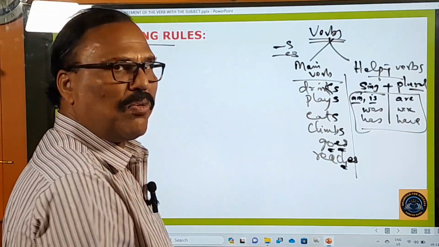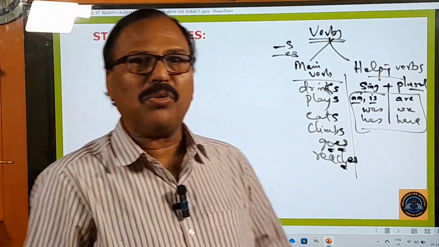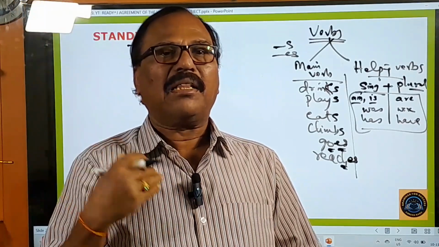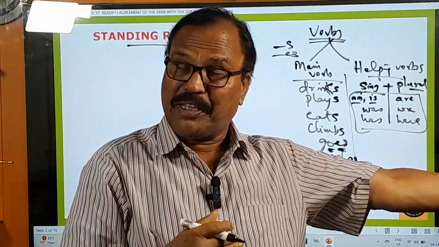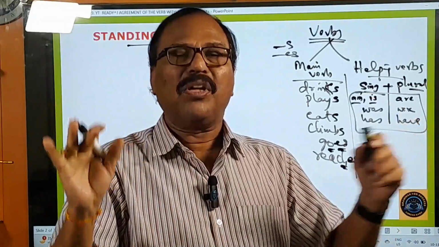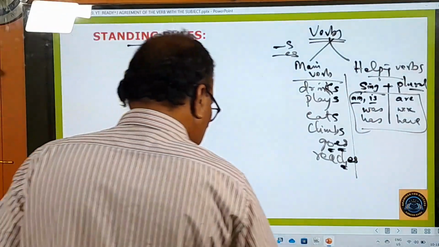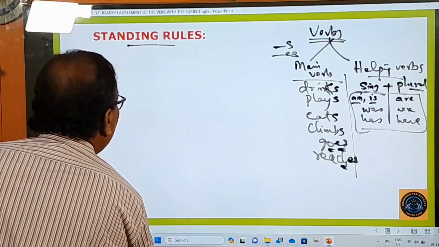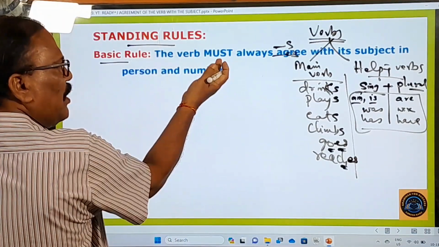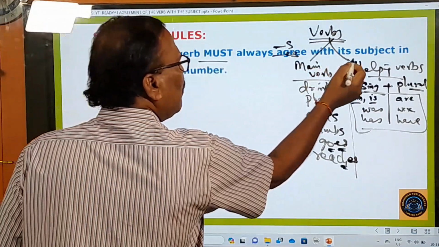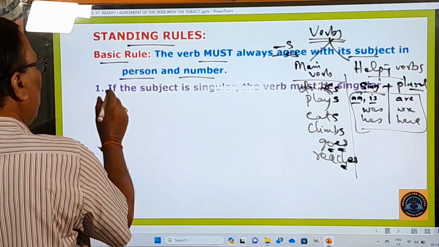And now let us move on to the examples for the basic rule. What is the basic rule? If the subject is singular, the verb must be singular. If the subject is plural, the verb must be plural. That is the basic rule throughout the English language, right? And now I'm going to give you the examples to this basic rule. I have already told you about this basic idea: the verb must always agree with its subject in person and in number. Right. And here you pay attention. The first rule is there.